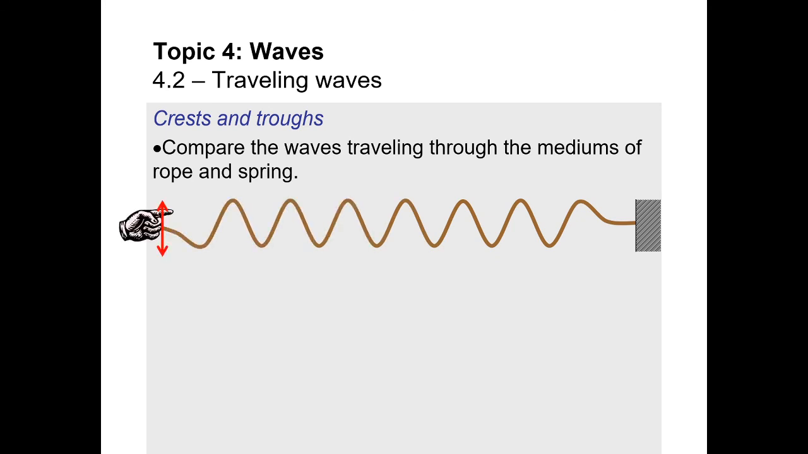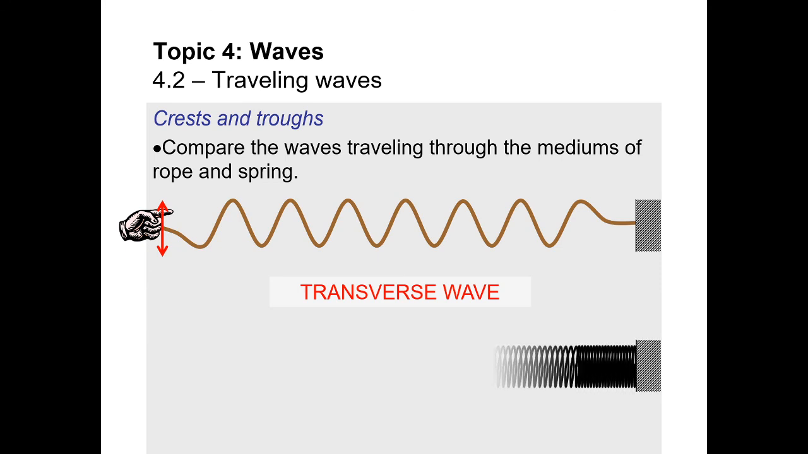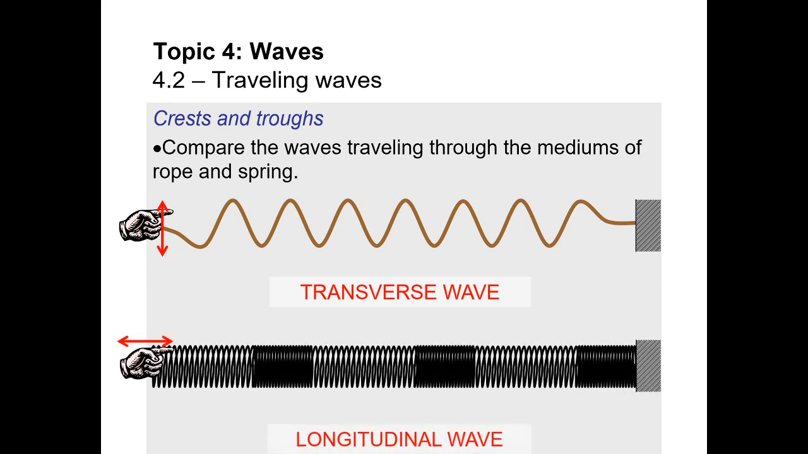All right, let's compare the waves traveling through the mediums of rope and spring. Okay, so we've got a transverse wave here, and we've got a longitudinal wave with the spring. Now, when you have a transverse wave, the peaks, or the points that are high, we call these crests, and the points that are lower, the valleys, we call those troughs. Now, I know it's spelled t-r-o-u-g-h, but you pronounce it trough. Okay, almost as if it was spelled T-R-O-F-F, but it's not. Okay, so you just have to remember that.